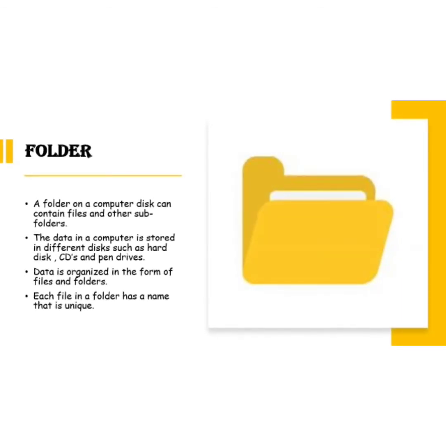Folder. A folder on a computer disk can contain files and other subfolders. The data in a computer is stored in different disks such as hard disk, CDs and pen drives. Data is organized in the form of files and folders. Each file in a folder has a name that is unique.